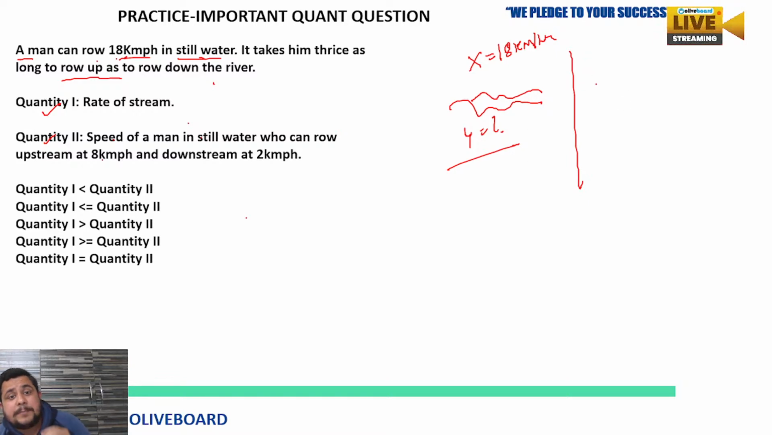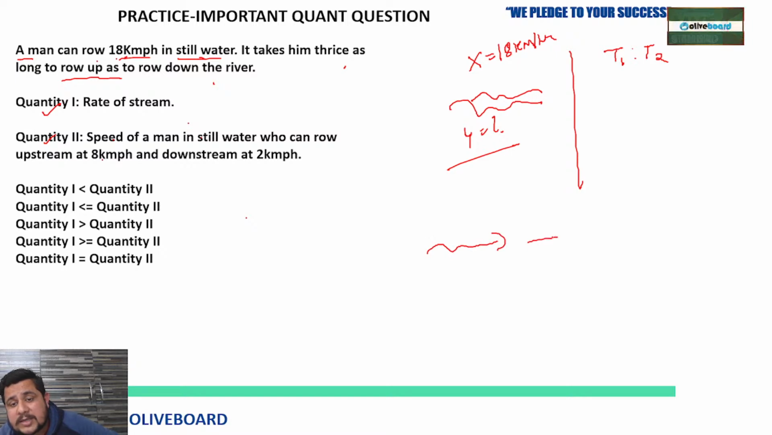Okay, they are just comparing the time. It takes thrice. Okay, thrice. So speed ratio, if time ratio is given, what? For upstream. Okay, so what is upstream? When you are moving against the flow of water, that is upstream. And what is downstream? When you are going with the flow, that is downstream.